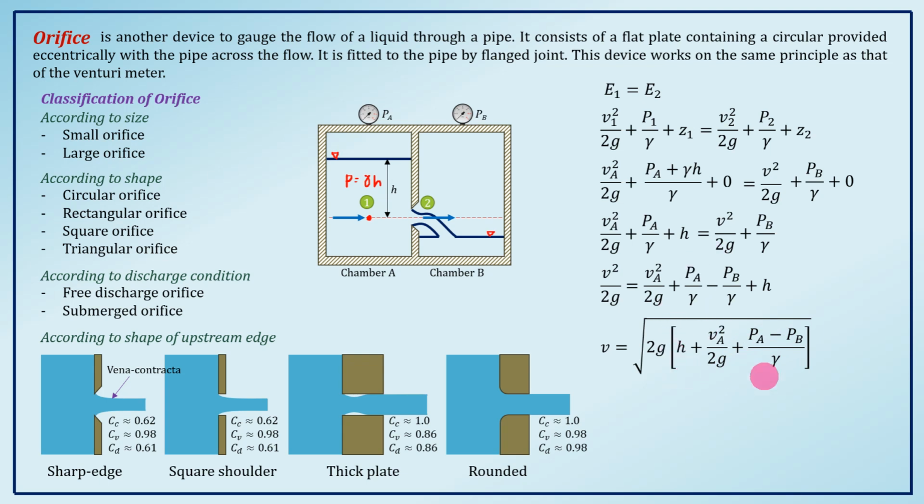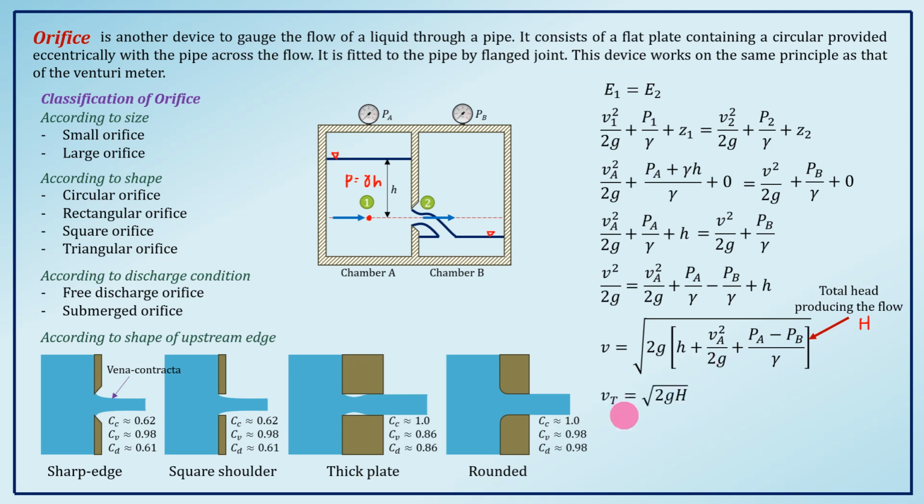In this bracketed equation, it looks familiar, right? It is like a summation of the heads that produce the flow. Actually, that is it: it is the total head producing the flow. So we can write this as a single variable, which is H. This H is the total head producing the flow, equal to h plus VA squared over 2g plus PA minus PB over gamma. So in books, you will see that the equation when there is an orifice is this one.